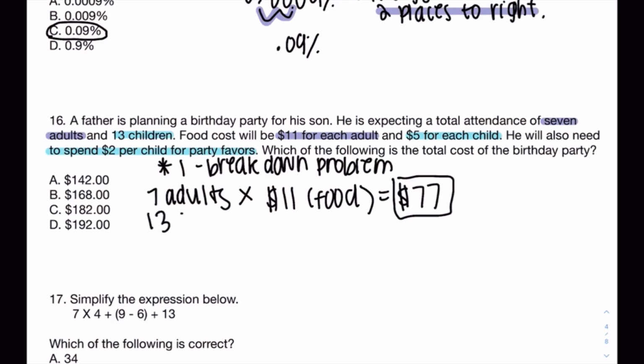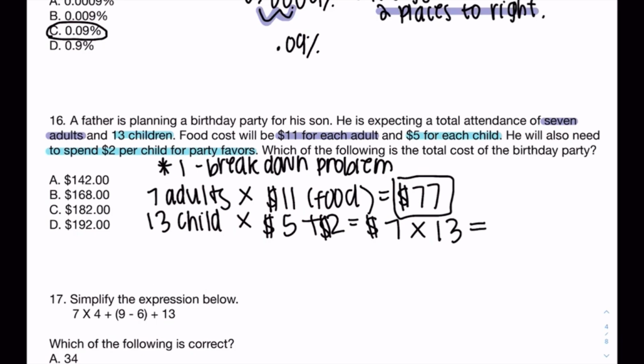Now, there are 13 children. I'm just going to write child. And there is $5 for food plus the $2 of party favors, giving a total of $7 per child, times each child, which is 13. So $7 per child for 13 children is going to be a total of $91.